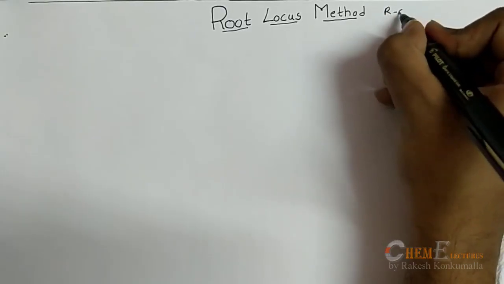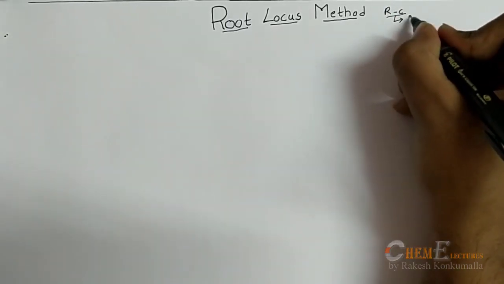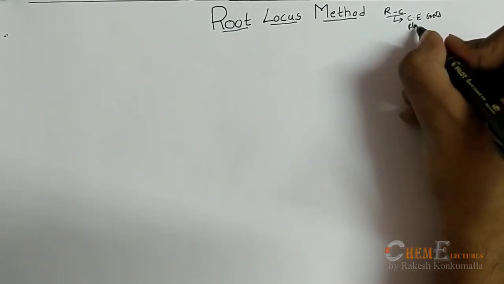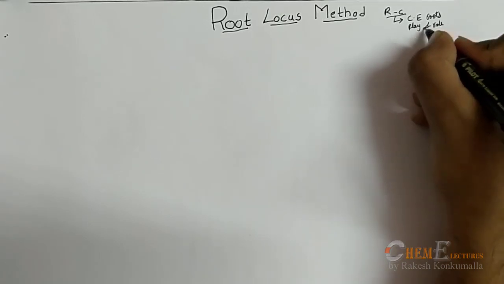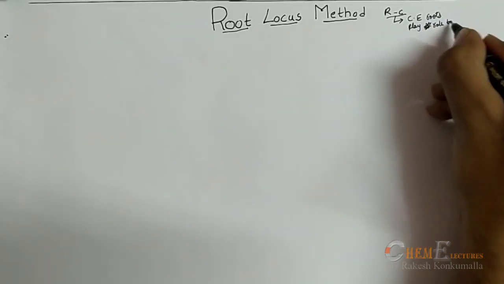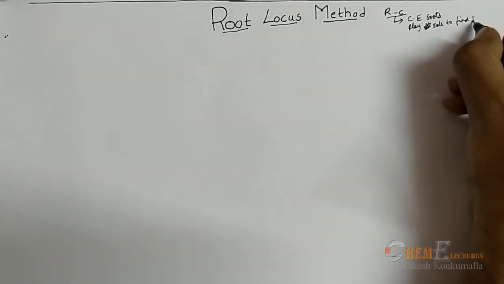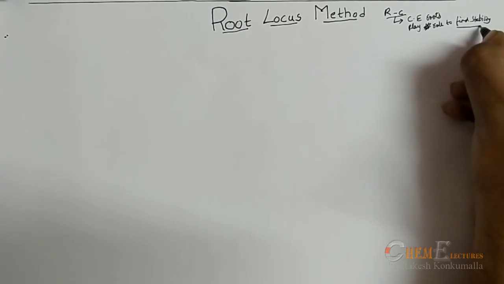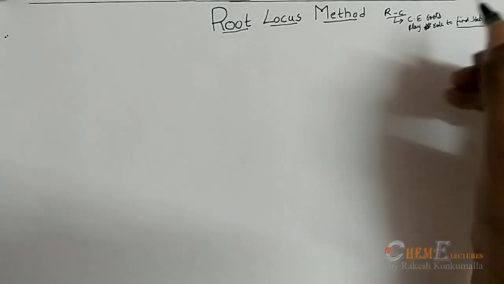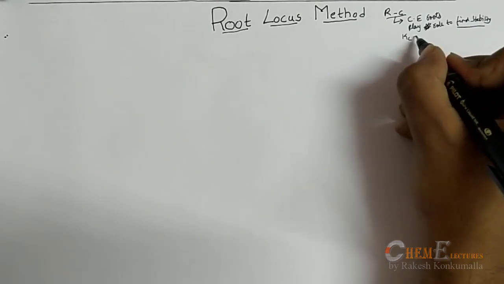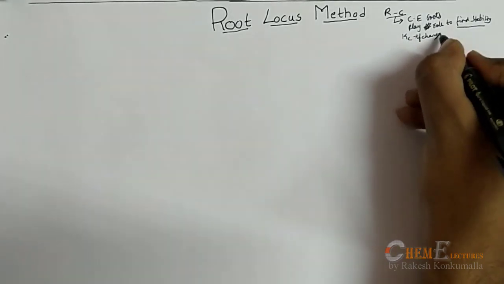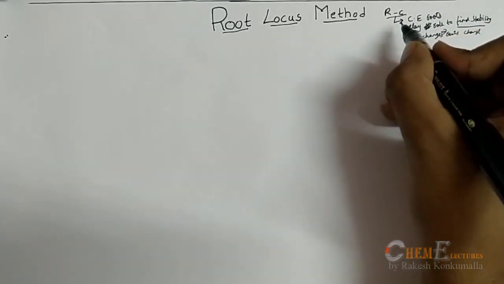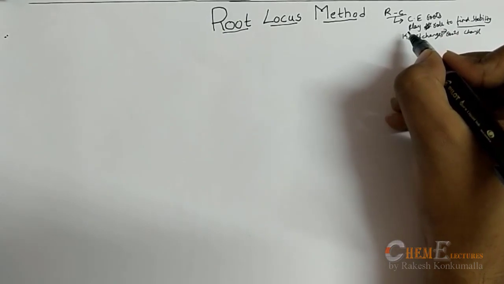From the Routh's criterion method, you have understood how a characteristic equation's roots play an important role in finding stability. And if the controller gain changes, then the roots also will change. But in Routh's criteria, you only know how to find the stability.